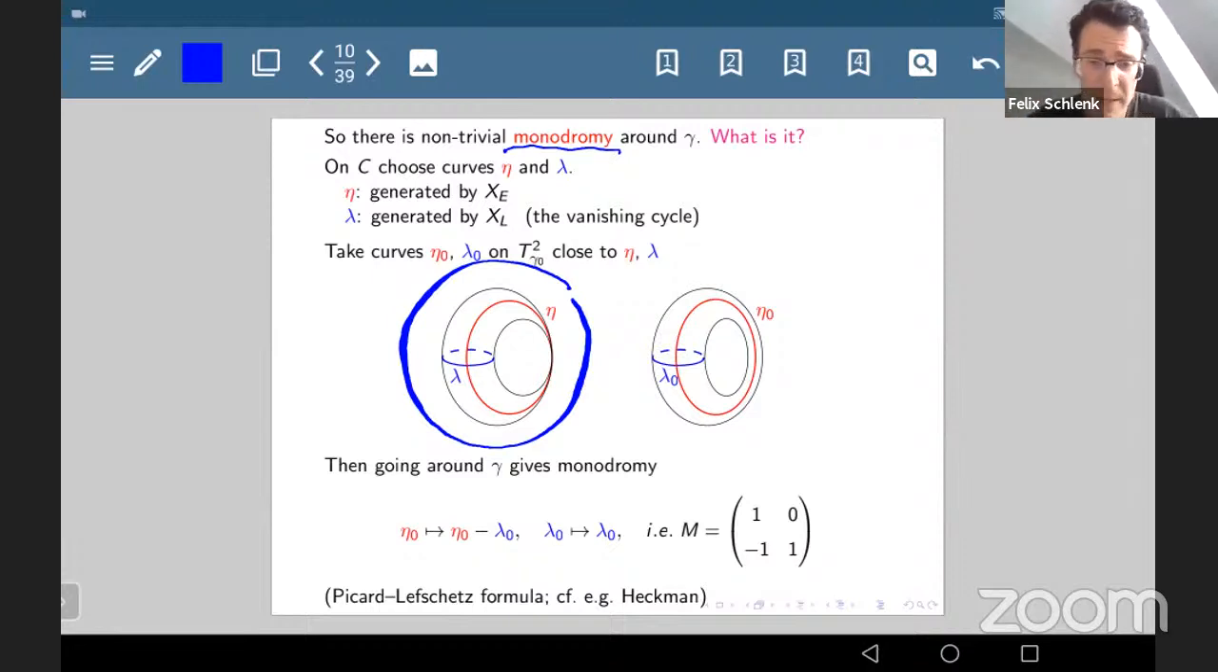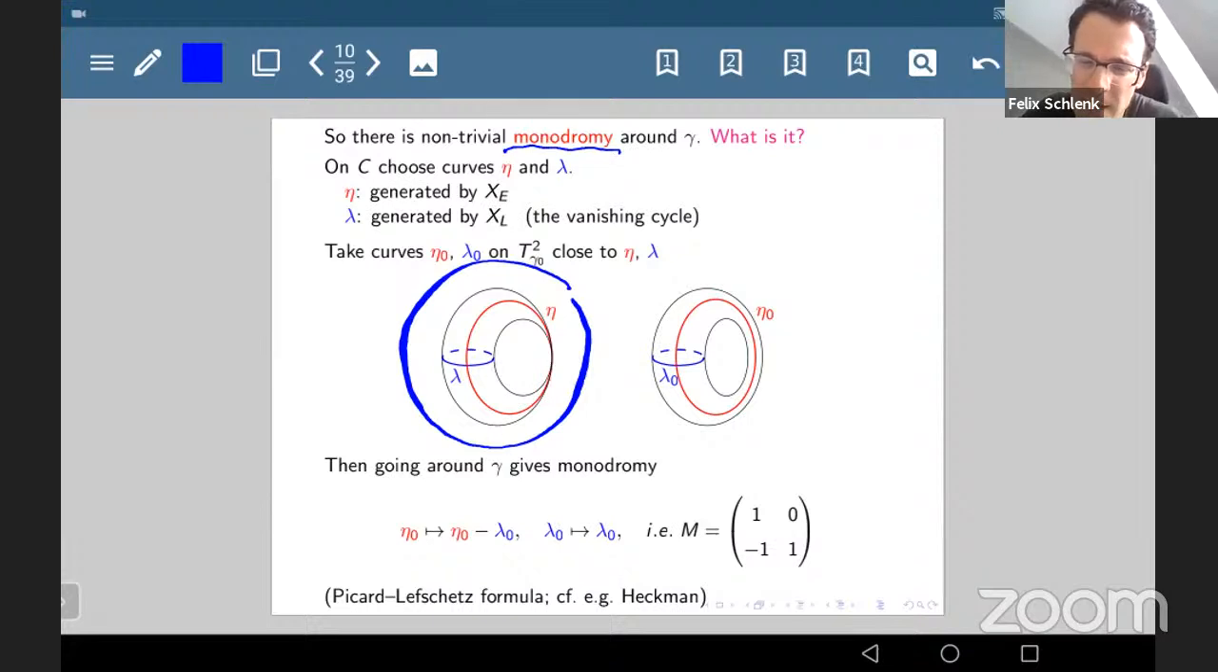Okay. And then when I go to a nearby torus, of course, this gives me a choice of basis. So imagine this really very nearby. Then I choose a basis, such a nearby curve eta 0, and a nearby curve lambda 0. And this I do on every nearby torus. And now I can compute monodromy. And I will not do it. It takes a full lecture.